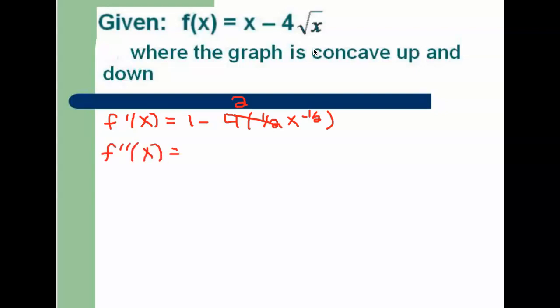Derivative of 1 is 0. Derivative of negative 2 times negative 1/2 x, and this becomes negative 3/2 because we subtract 1 away. A negative times a negative is a positive. 2 times a half becomes 1. So we get 1 over x to the 3/2.